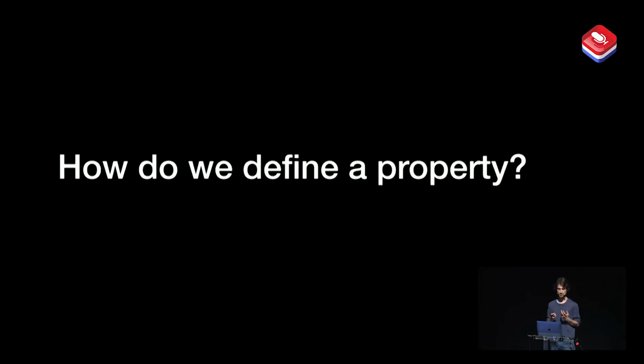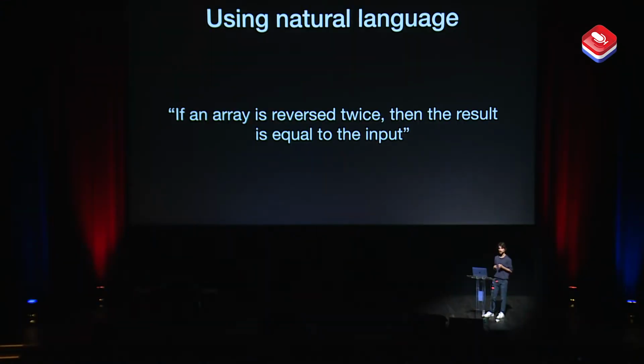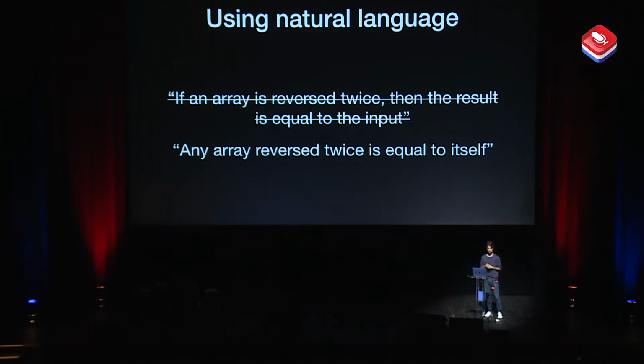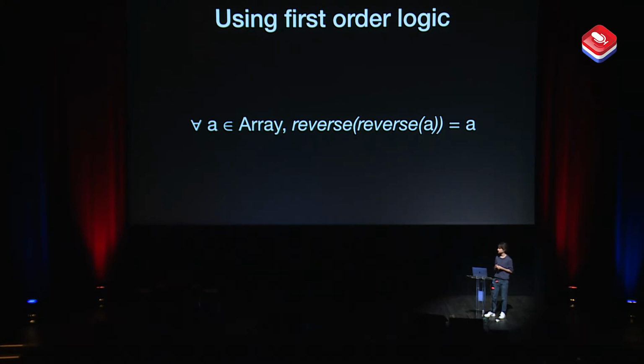How can we define a property on this function? We can do it using natural language. For instance, we could say if an array is reversed twice, then the result is equal to the input. It makes sense. If you reverse something twice, you get back to where you started. We could also rewrite it to make it a little bit more mathematical. Maybe we could say that any array reversed twice is equal to itself. Or if you have some fun memories or bad memories of first-order logic, you know that we can write it like this, which means the same thing as just before. It means for any A, which is an array, if I call reverse twice on A, then I get the same result. So reverse of reverse of A is equal to A.